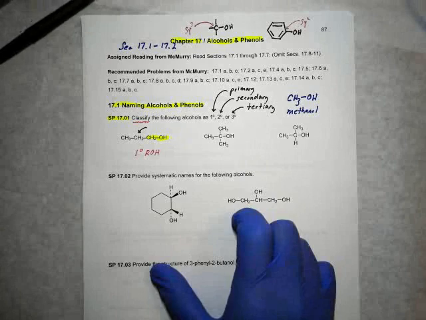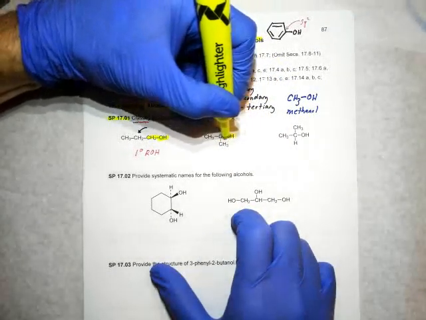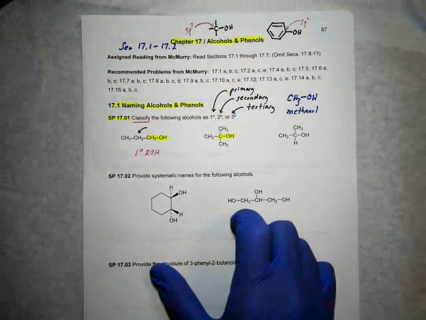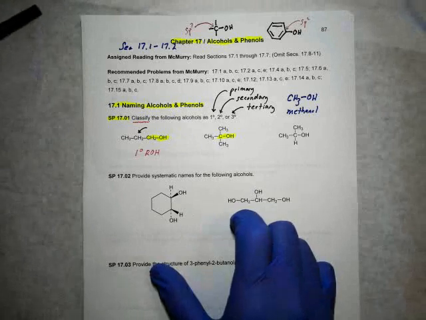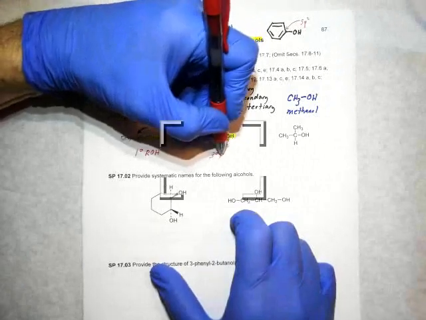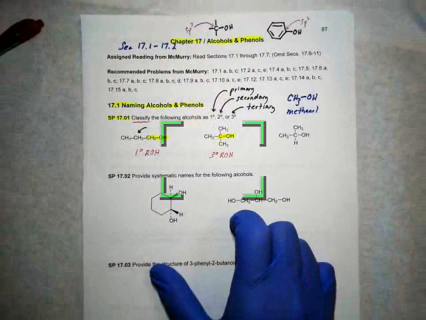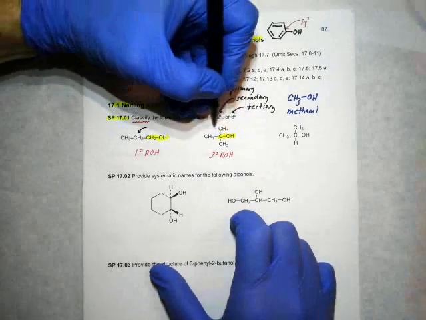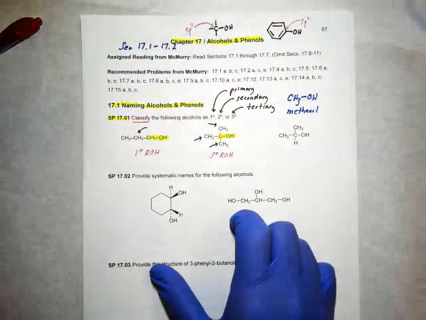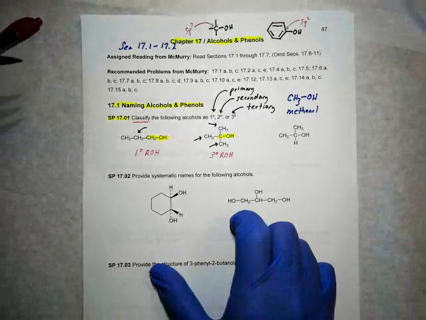Let's move over to the next one. Again, locate the OH group and the carbon it's attached to. In this case, it's a quaternary carbon, and therefore that makes this a tertiary alcohol. And using the previous analogy, you can tell that because we have 1, 2, 3 carbons attached directly to the carbon that bears the OH. Hence, this is a tertiary alcohol.